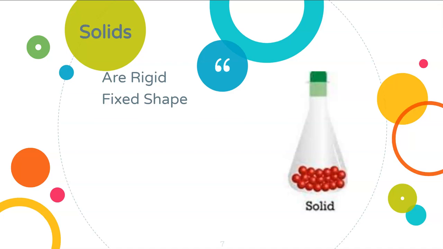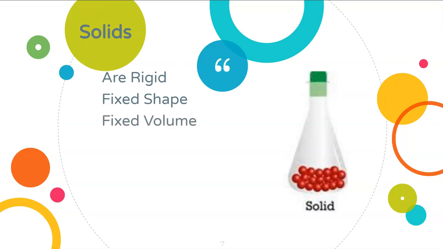A rock is a rock. That rock, if it's a round circle, is going to stay a round circle unless you decide to beat it into dust. So they have a fixed shape. A brick is in a brick shape. A pyramid is in a pyramid shape. These are things that are very fixed shapes.